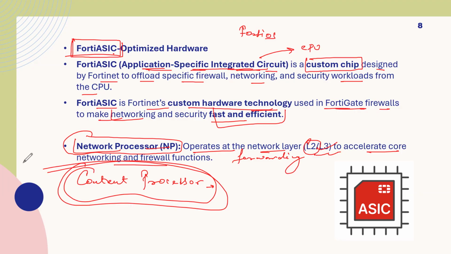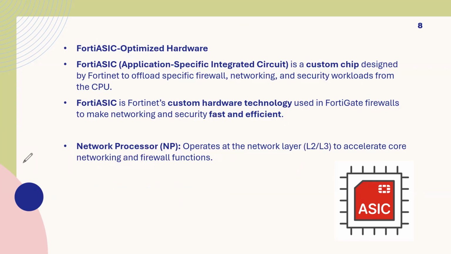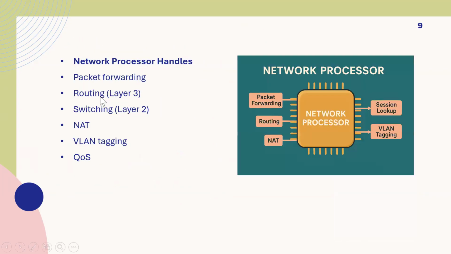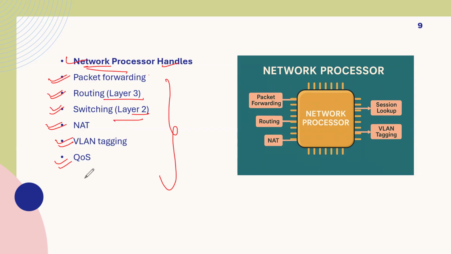Whereas the content processor, let's see, first the network processor. The network processor handles packet forwarding, routing, layer 3, switching, layer 2, NAT, VLAN tagging, and quality of service. All these are examples of network processor functions. If a packet is being forwarded, it is part of the network processor. If routing is being done, network processor. If switching is done, network processor.